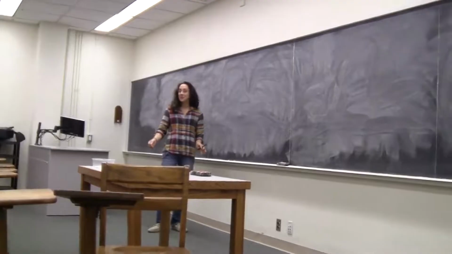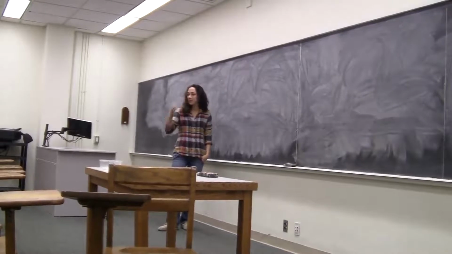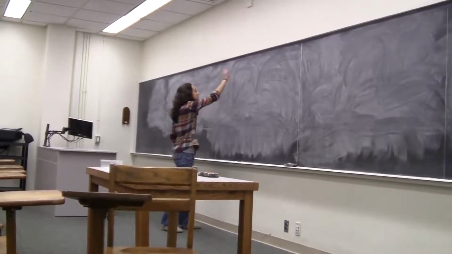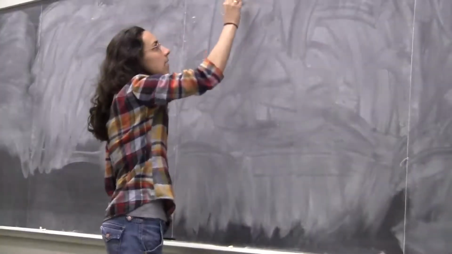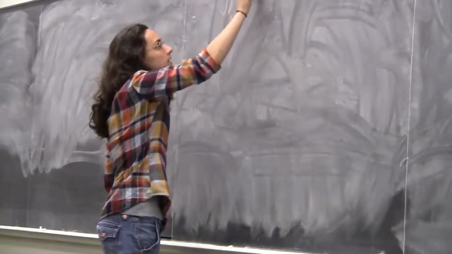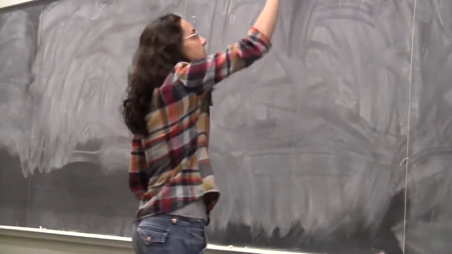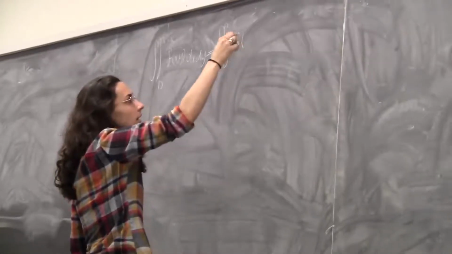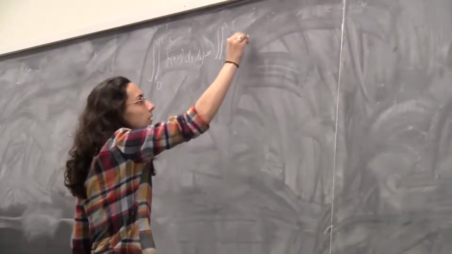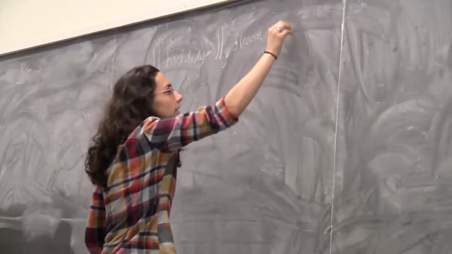So last class, before spring break, we derived the formula for change of variables into polar coordinates. And so you'll remember it looked something like this. We had a double integral over region D, and we were integrating a function of x and y. And we found that that was equal to a double integral over a region D star of f(r cosine theta, r sine theta), r dr d theta.